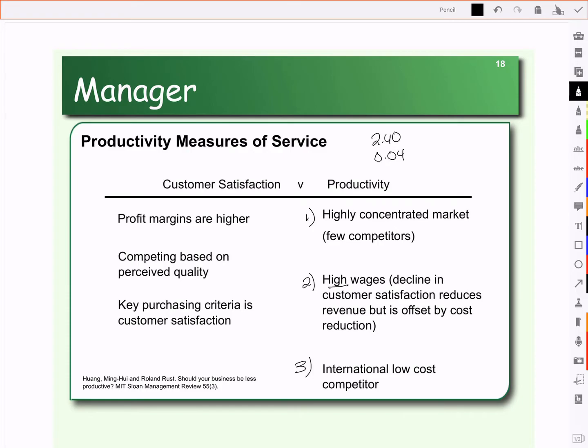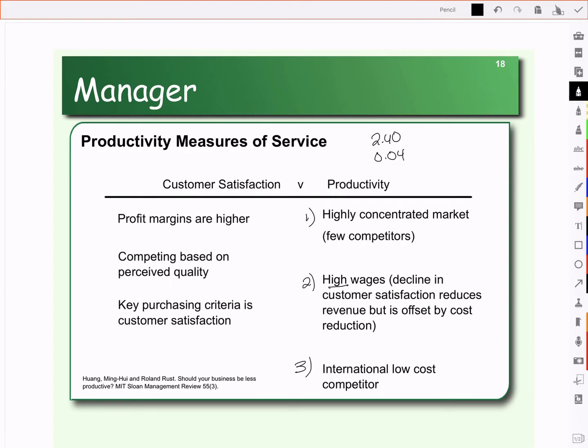The third time in which you would pursue productivity, even though it would decline customer service, is if you have an international competitor that's a low-cost competitor. So if your competition is undercutting you with much lower costs, then in order to compete, you're going to have to lower your costs as well, which means you're going to have to increase your productivity, increase the outputs, decrease the inputs, get more bang for your buck, so that you can compete at that level. Otherwise, even if the customers are happy with you, they're going to switch to the lower cost anyway.